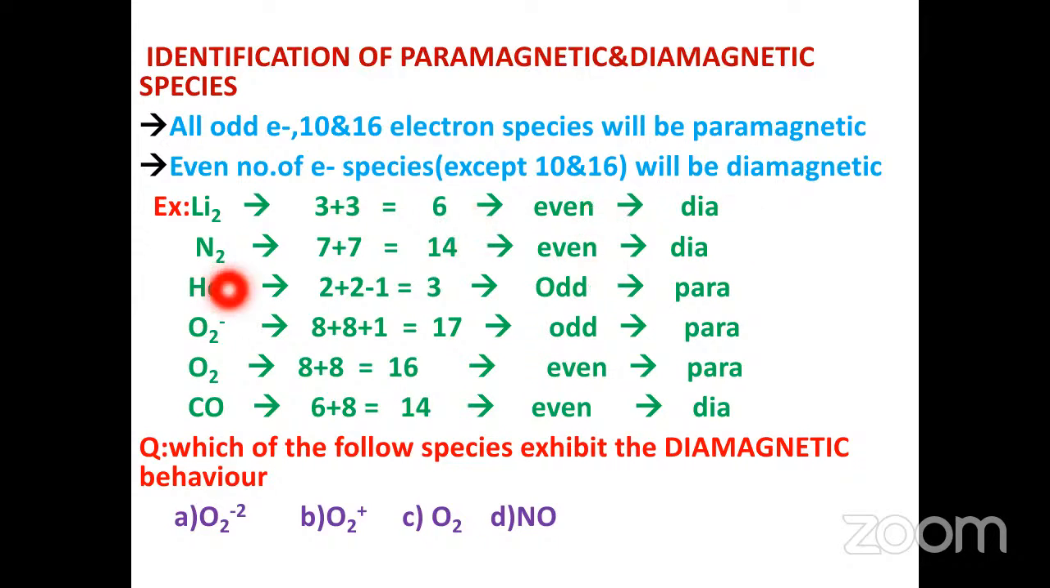Next is the N2 molecule. It is formed by 2 nitrogen atoms. The nitrogen molecule has 14 electrons. It is also an even number, so it also exhibits diamagnetic nature.